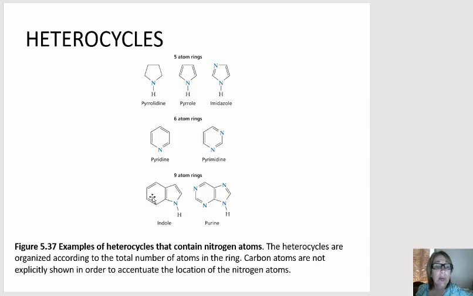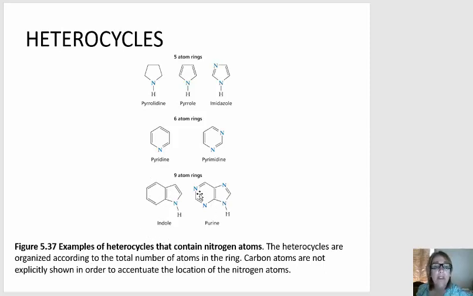If the 6-membered ring has 3 double bonds or engages in resonance, has no nitrogen, and the 5-membered ring has 1 nitrogen and 2 double bonds, and the 6-membered ring has 3 double bonds, that's known as indole.